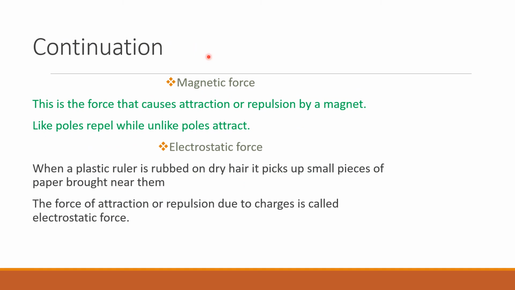Next, we have other types of forces such as the magnetic force. This is the force that causes attraction or repulsion by a magnet. A magnet has a north pole and a south pole. And inside the magnet, we have what we call dipoles, domains. We'll learn that in other topics. Like poles repel while unlike poles attract. That is because of magnetic force.